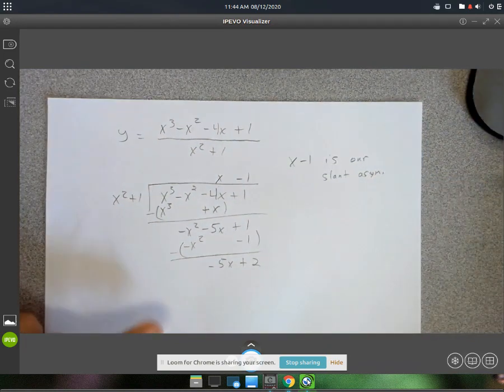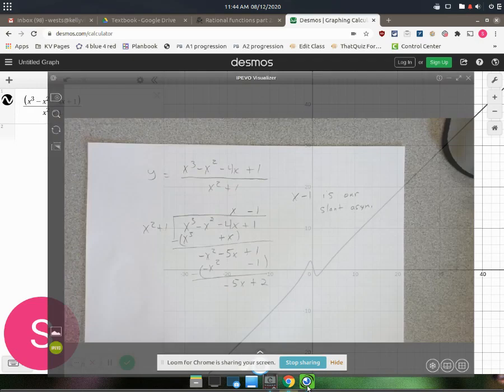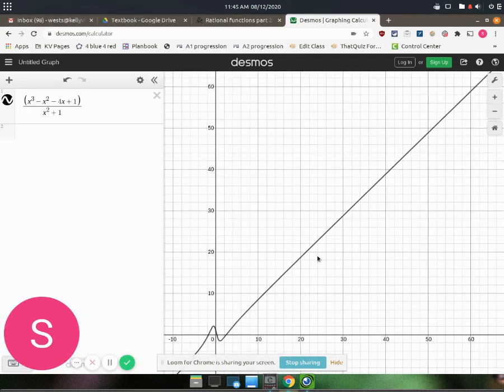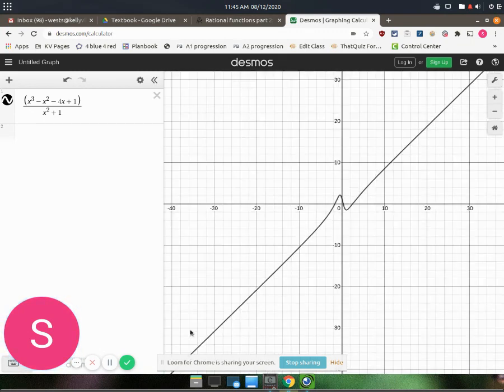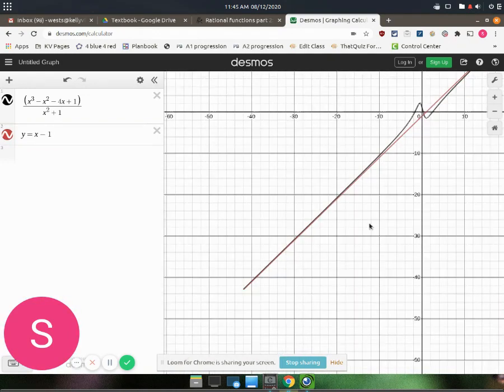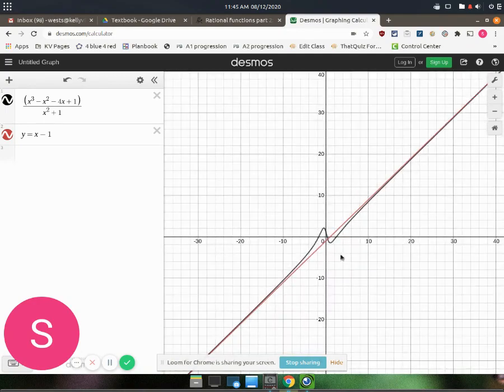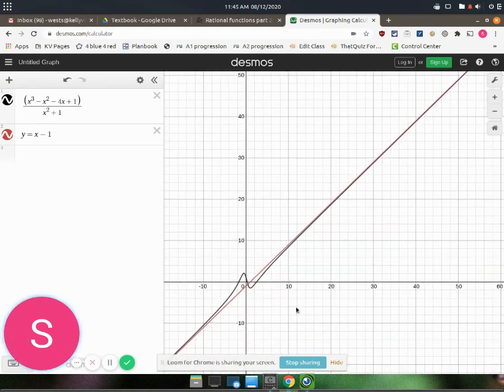All right. So let's go ahead and look at the graph here. All right. So we can see that it's doing something pretty predictable off to the right and on the left. So those are the asymptotes that we're after. So if we graph y equals x minus 1, which is what we found it to be, we'll see that they are neck and neck. They're completely parallel to each other. Off to infinity, you can't tell the two apart.